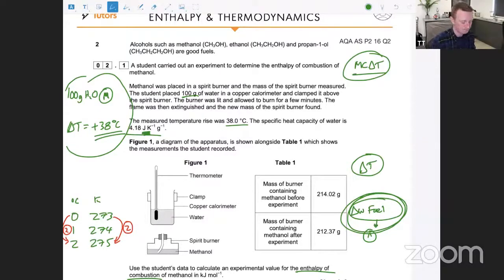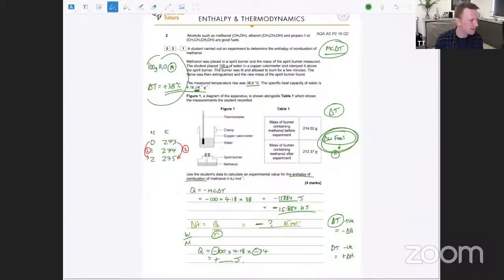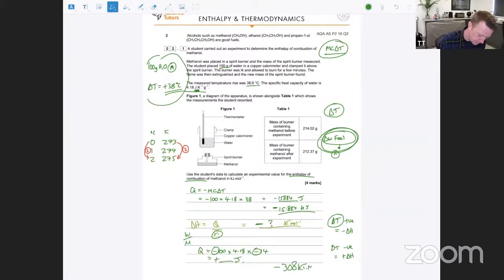Okay, so that's that type of question there. If anybody's doing it, I'll just give you the answer. That is minus 308 kilojoules per mole is the answer here. But again, you can access the mark schemes on the TT site.